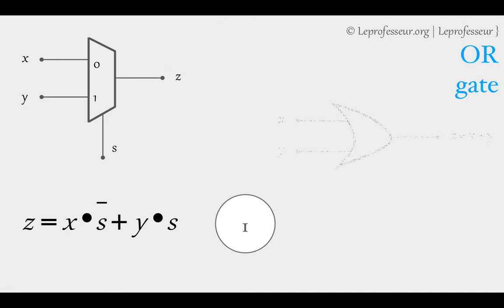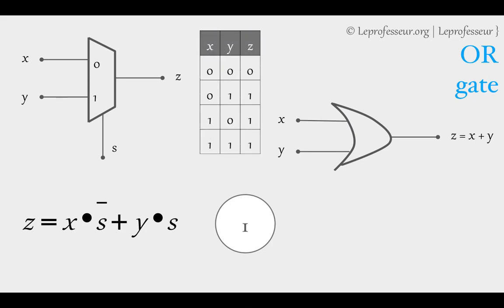Now let's talk about the OR gate. Similar to the AND gate, the OR gate has the opposite function. The output is 0 only when both inputs are 0. Otherwise, the output stays high, or logic 1. The Boolean equation is simply x plus y.